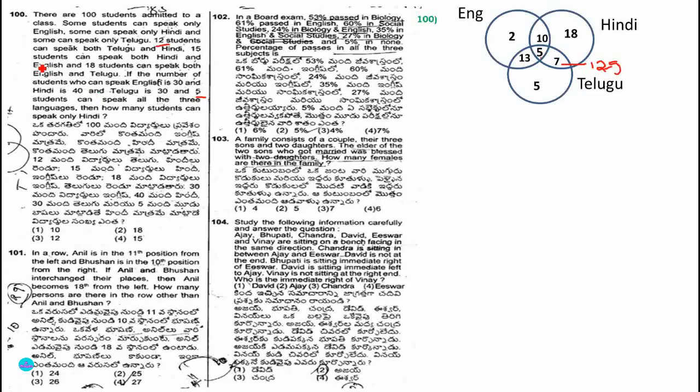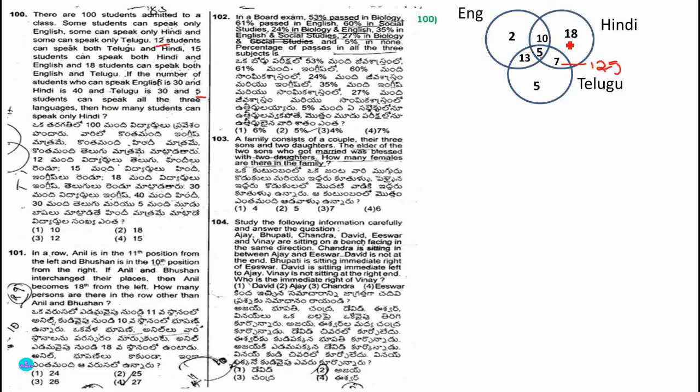Now next one, 15 students can speak both Hindi and English. So 15 minus 5, that is 10. Now 18 can speak both English and Telugu. So 18 minus 5, 13. Understood? Now the number of students who speak English is 30. So first add all this and remove from 30. 10, 20, 25, 28. So 30 minus 28, that is 2.